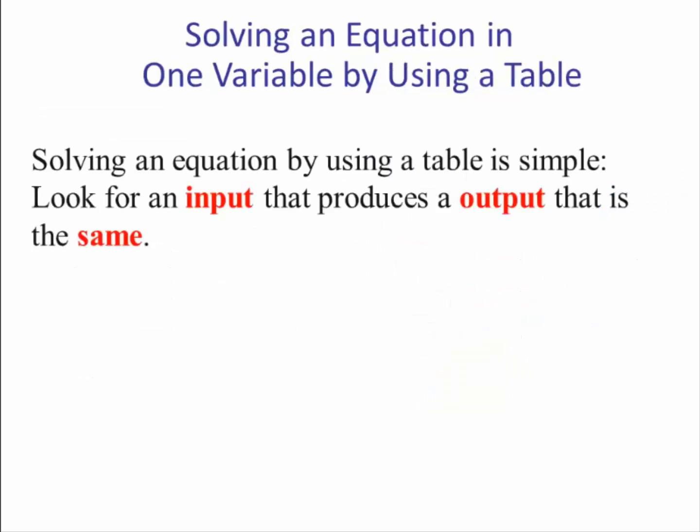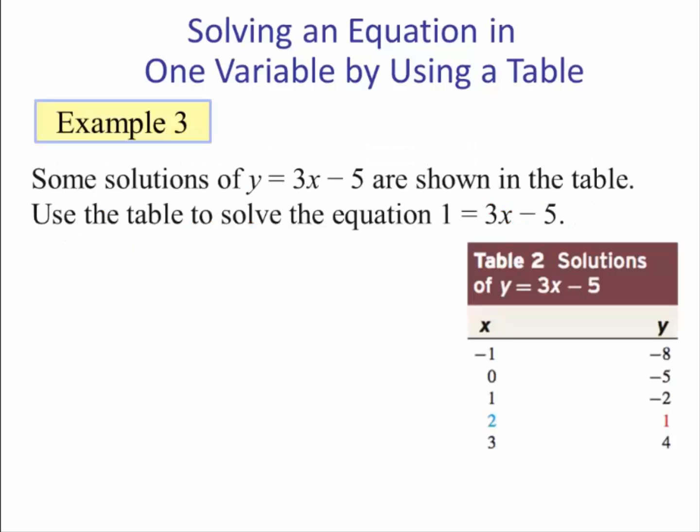Solving an equation in one variable by using a table. Solving an equation by using a table is simple. We look for the input, the x, that produces an output, or y, that is the same. Example 3. Some solutions of y equals 3x minus 5 are given in the table. Use the table to solve the equation 1 equals 3x minus 5.